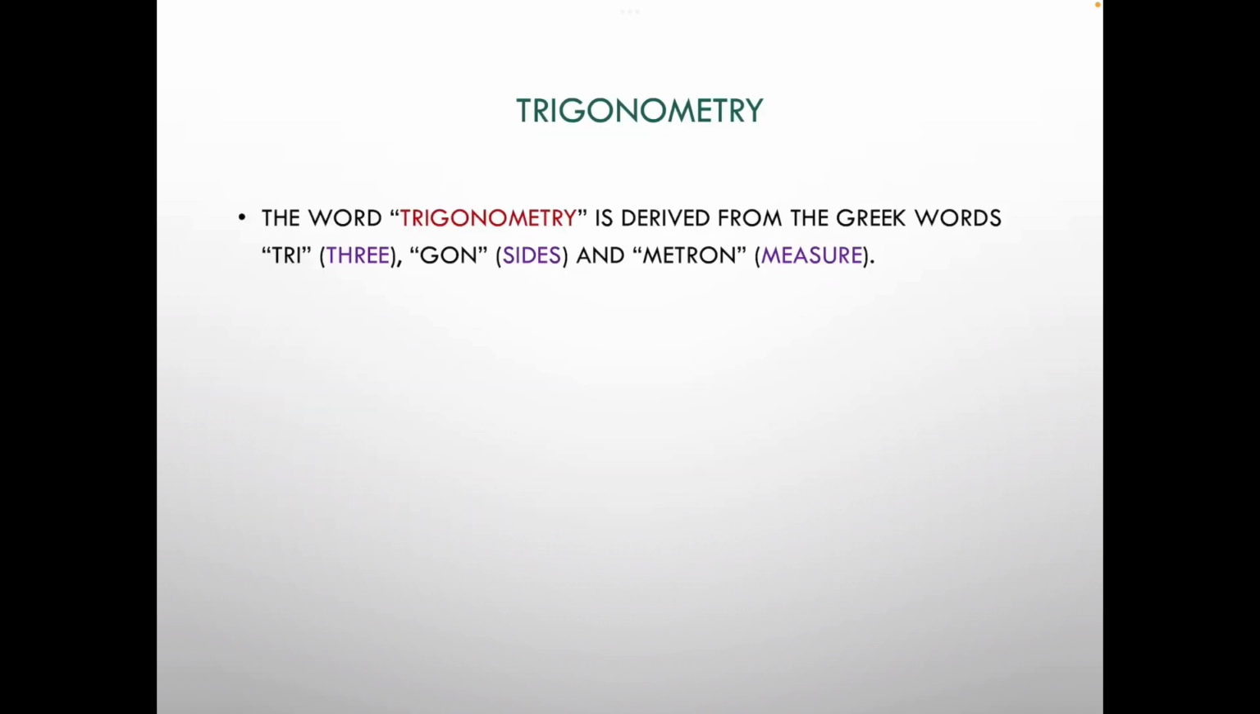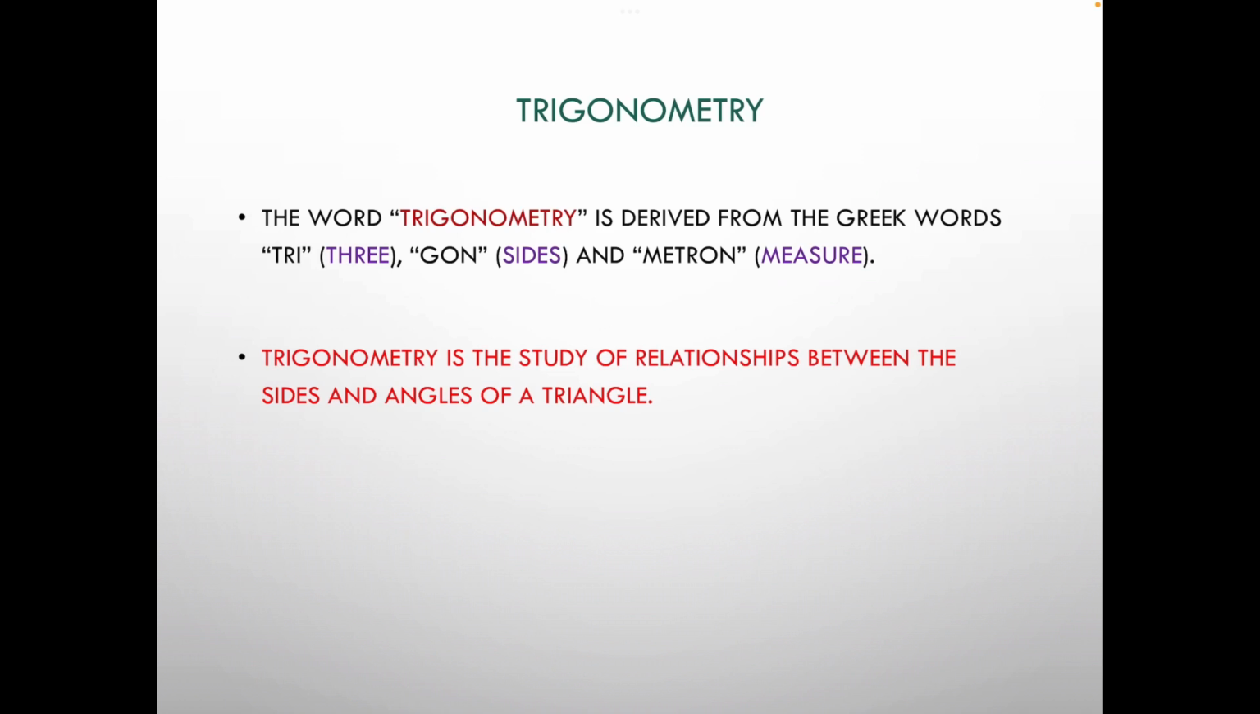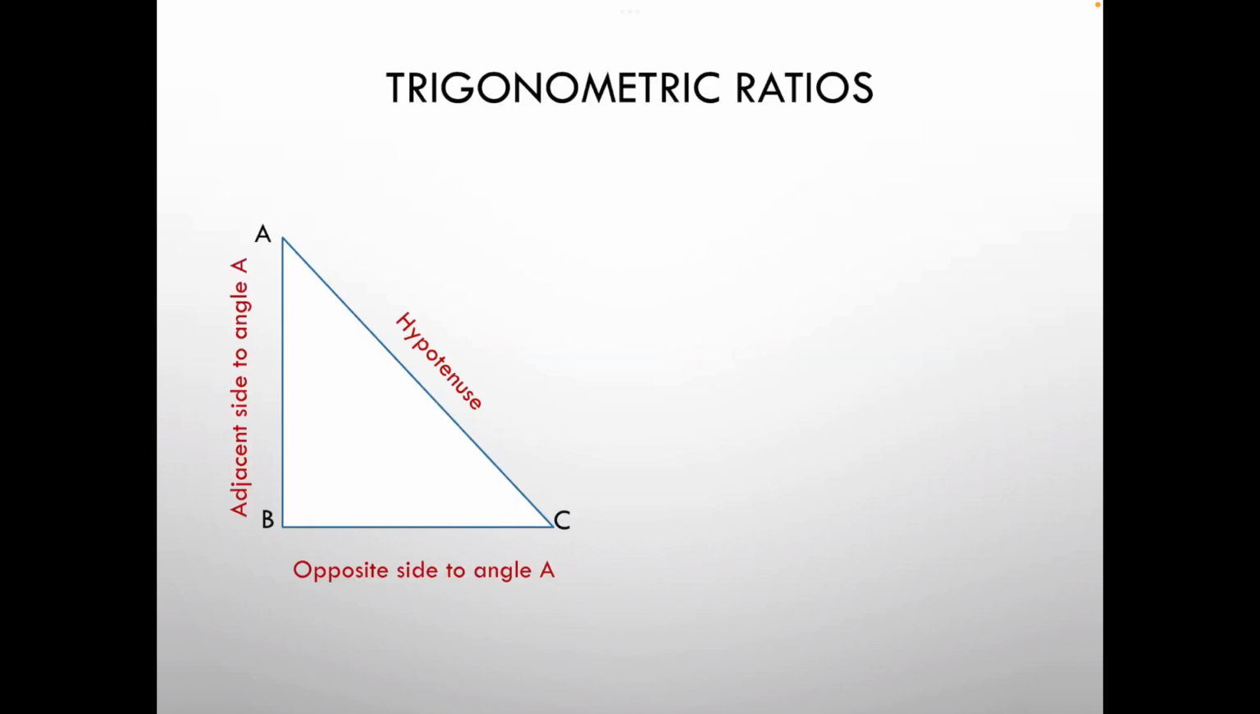What is trigonometry? The word trigonometry is derived from the Greek word trigonometron. Tri means 3, gon sides, and metron means measure. So in a way you can say that trigonometry is the study of relationships between the sides and angles of a triangle. Now let's see trigonometric ratios. What are they and how to find them?